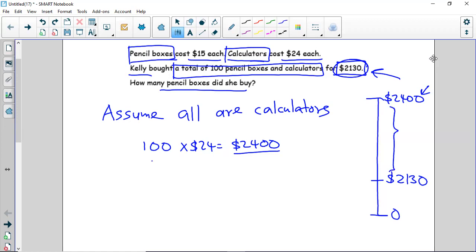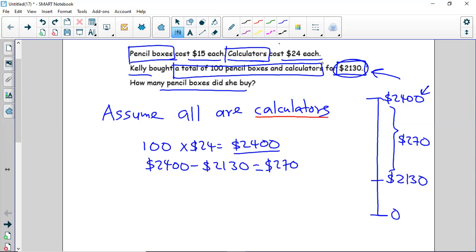So you take $2,400 and you minus $2,130 and you will get, let me just use my calculator. So 2,400 minus $2,130, you have to go down 270 levels. So you have to go down $270. Now how to go down? It is not true that all are calculators, right? There'll be some pencil boxes as well. So you're going to replace a calculator with a pencil box.